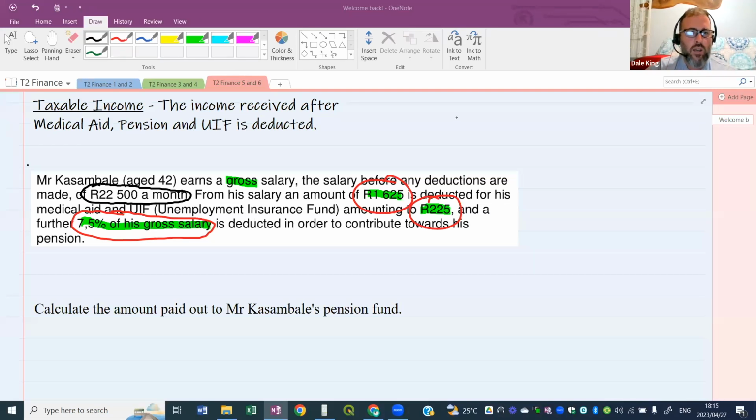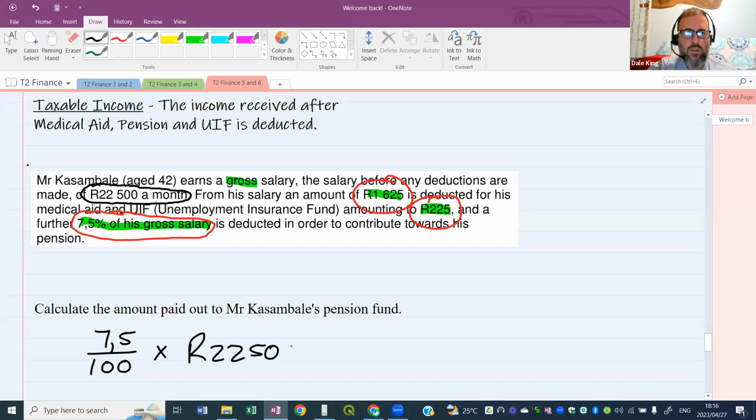So the answers are coming up. Let's do this calculation quickly. We need 7.5%. You guys keep putting the answers up there if you want. I'm going to start the calculation, and we just make sure that my answer and the one you have is the same. So we need 7.5% of his gross salary, and his gross salary is 22,500.